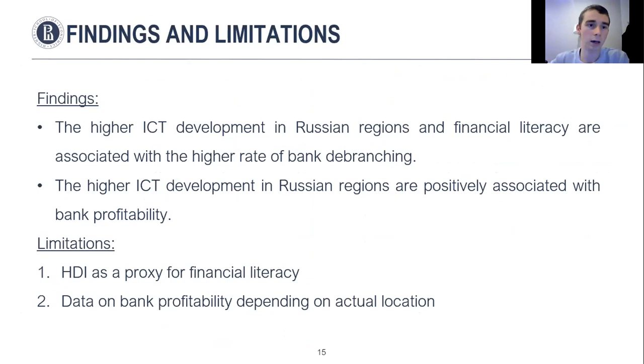This slide highlights the main findings and limitations of my study. So the main findings are that indeed the higher ICT development in Russian regions and the higher level of financial literacy are associated with a higher rate of bank debranching. And these might be drivers for management of the banks, why they should or should not close their bank branches in certain regions. So they should consider infrastructure in this region and the level of financial literacy.